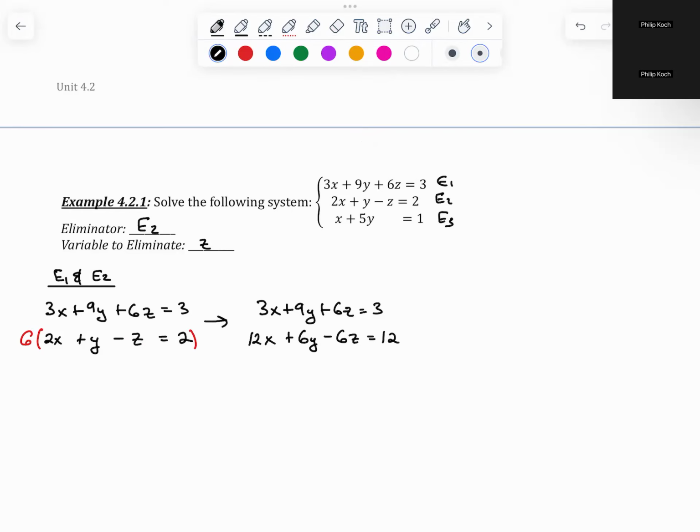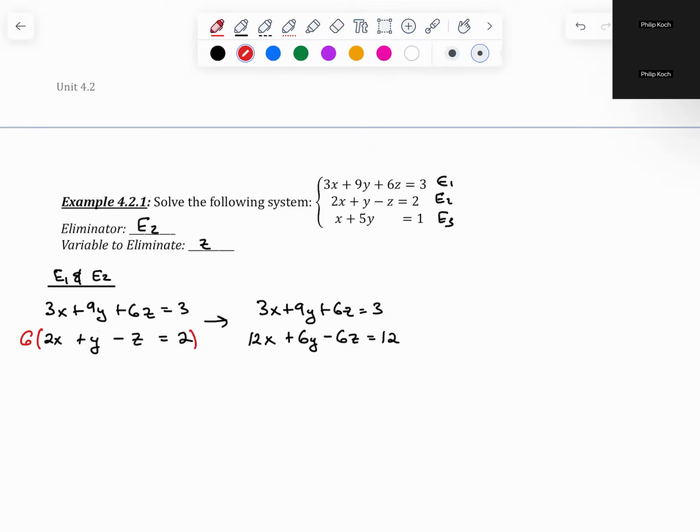As a small aside, I have had students do this in the past. When they multiply, they just write it above it. They write 12x plus 6y minus 6z is equal to 12. And that's fine if that's what you want to do. My only hesitation is that I, personally, get confused with all three equations there. It kind of gets a little sloppy to me. So that's why I avoid doing it. But if that makes sense to you, go right ahead.